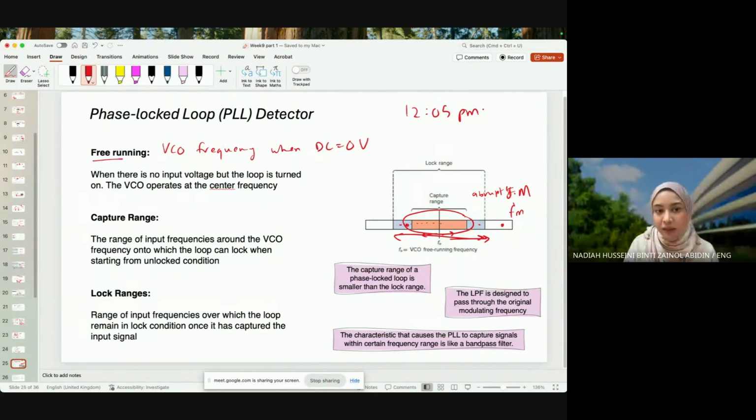When it is matched, they will follow the FM wave. So you are able to demodulate the frequency. You are able to demodulate the FM signal.